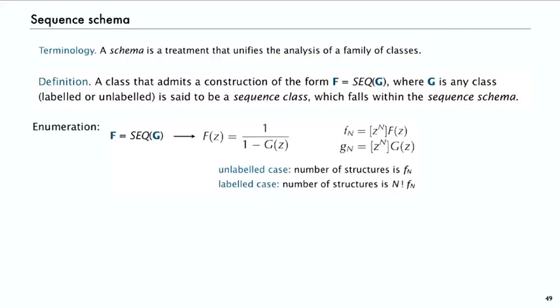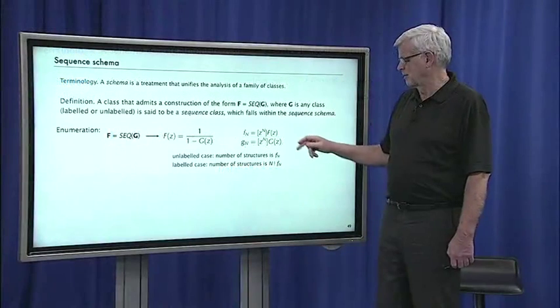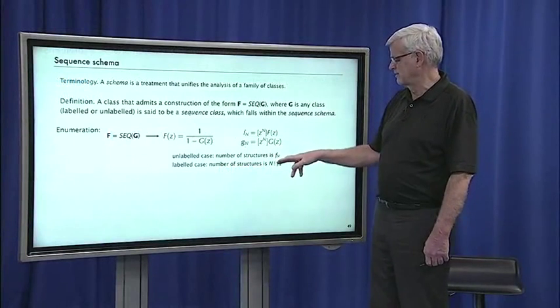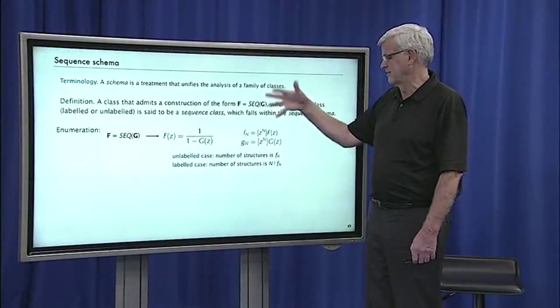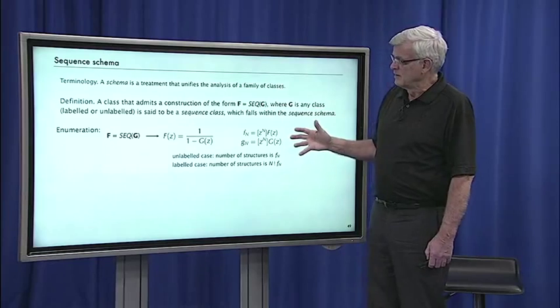So, for example, for enumeration, we know that if f is a sequence of g, then the generating functions satisfy the relationship f of z equals 1 over 1 minus g of z. Where these are the coefficients. This is for the unlabeled case. The number of structures we're talking about is f sub n. For the labeled case, it's n factorial f sub n, and we've seen examples of those.